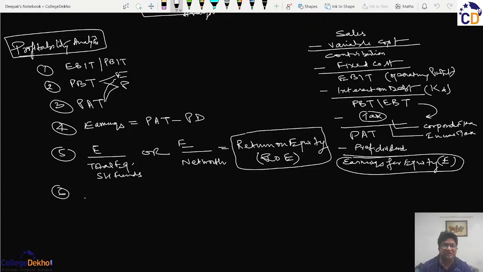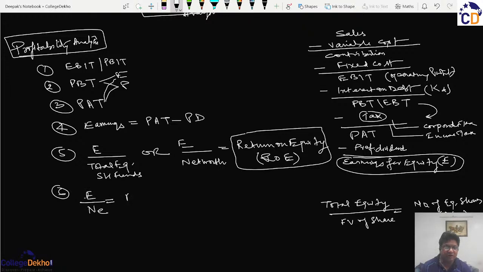There is an absolute method also to measure the returns on the equity, and for that, we need the number of equity shares. So the total equity, if divided by the face value of the share, gives the number of equity shares. And if we denote the earnings by E, then dividing E by the number of equity shares gives the figure of EPS, that is earning per share.